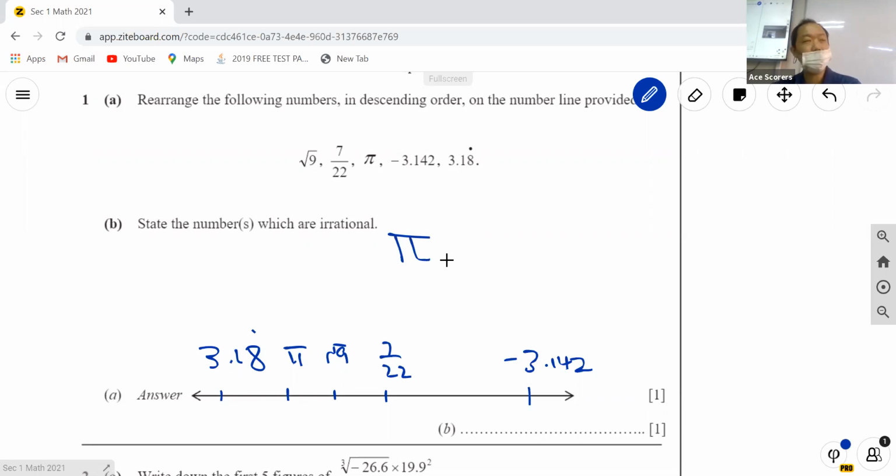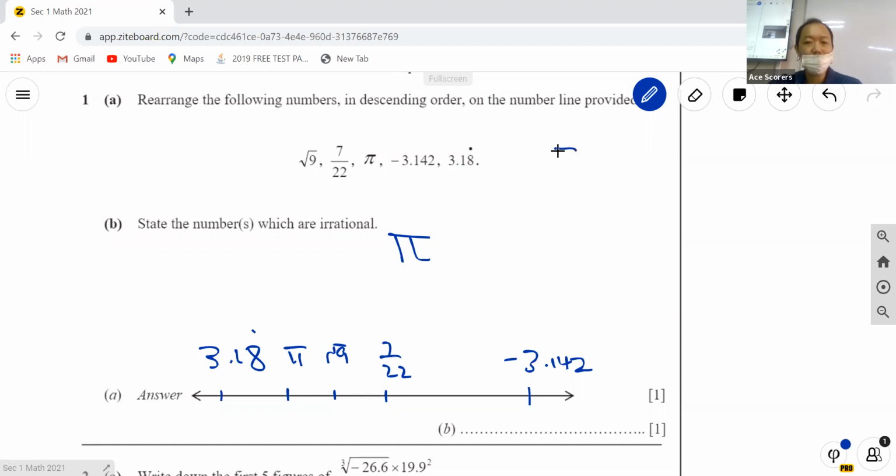What's the definition of irrational? Okay, the definition of irrational is that it has numbers that don't repeat, right? There's no recognizable pattern, that means it's random numbers. So pi has random numbers, 3.1419, don't know what, right? So the rest are not. How about square root 9? Why is square root 9 not? Very good, because it's 3 whole.